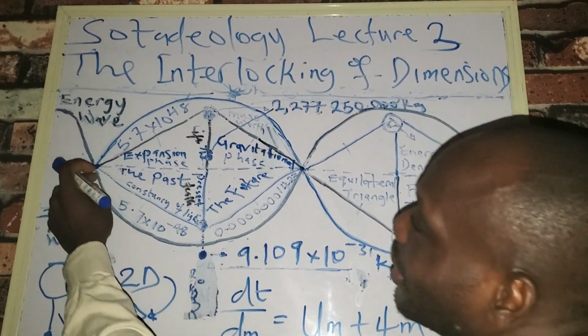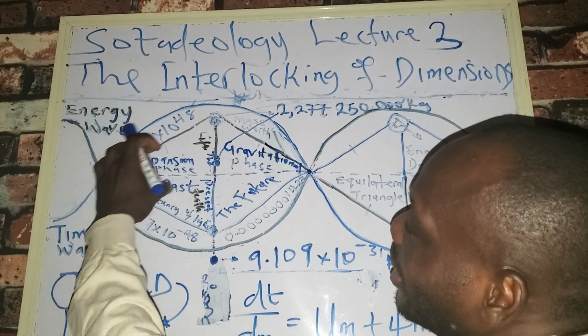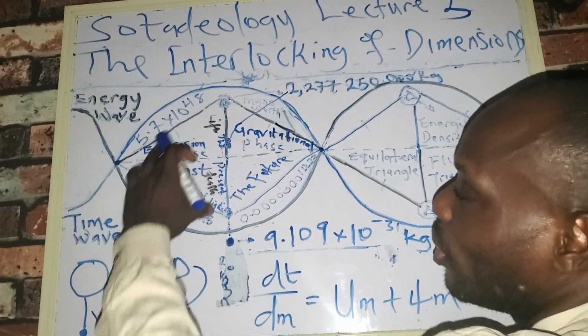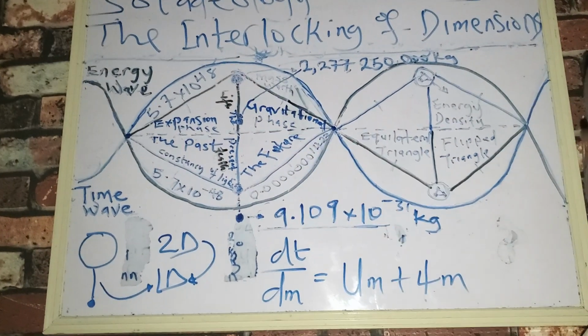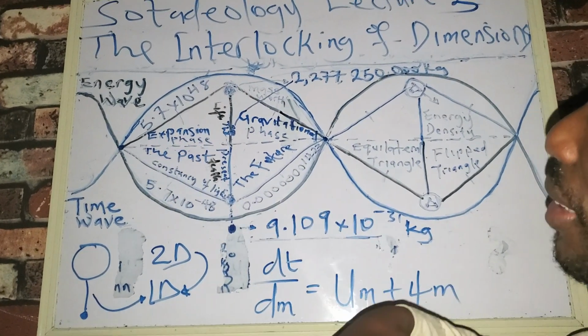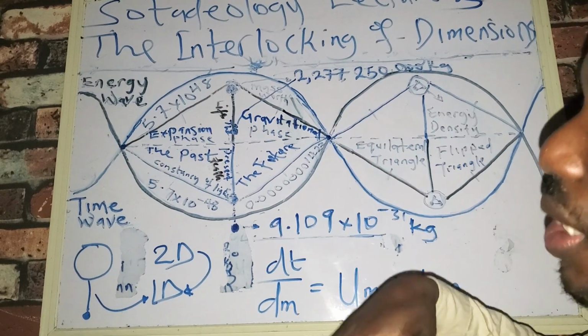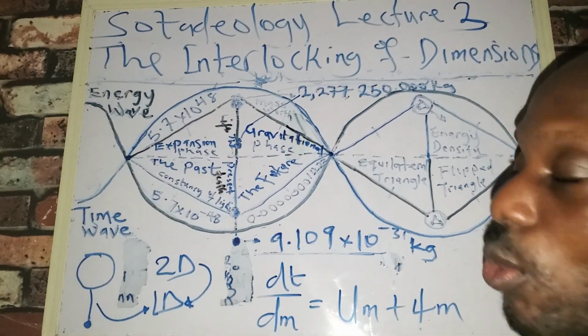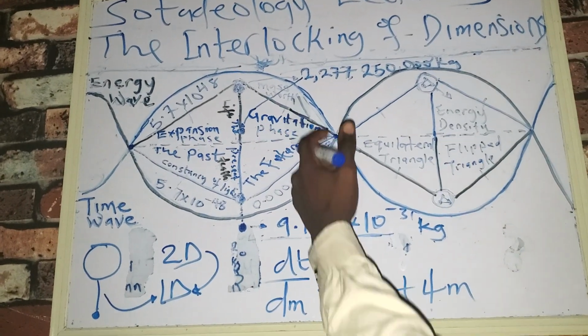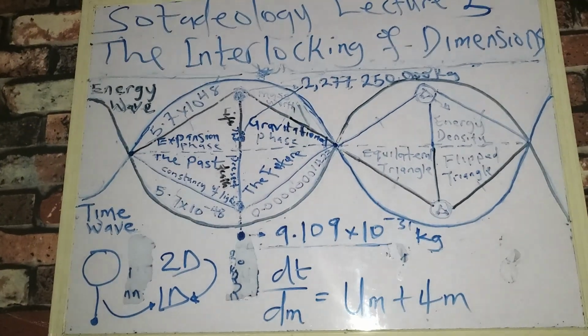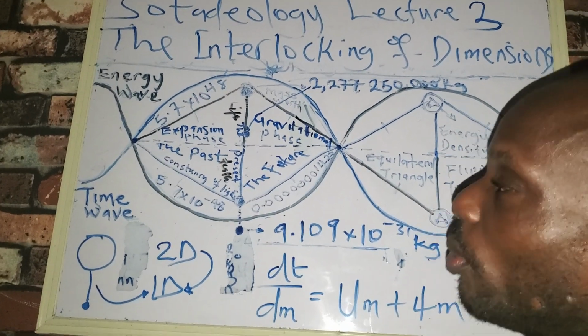So we can say that here, this expansion phase of the universe, it has a field. We can interpret this to be a field. And that field is a kind of field that propagates outwards, while the field that we have in the black hole is the kind of field that propagates inwards.